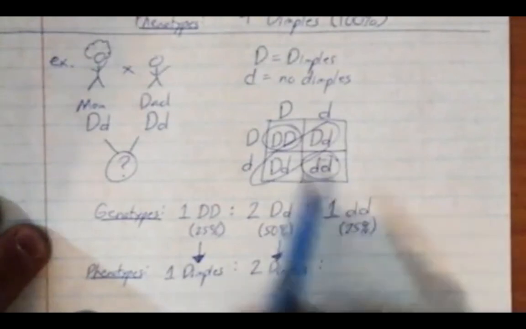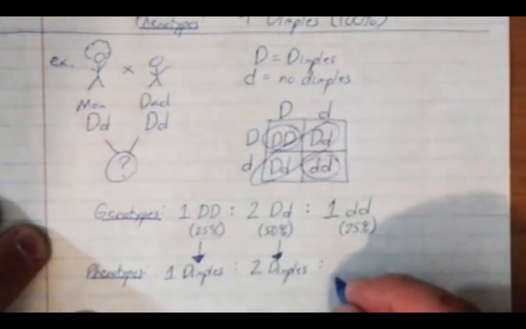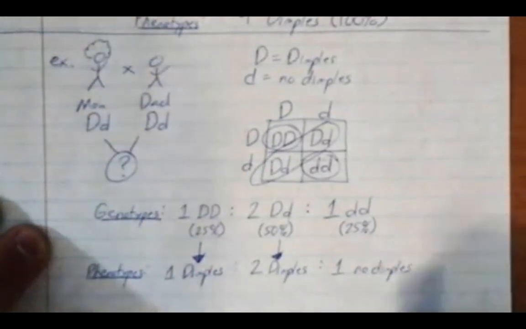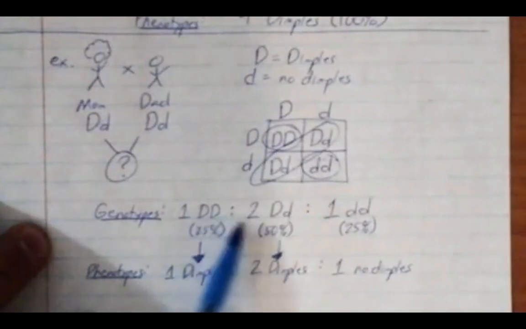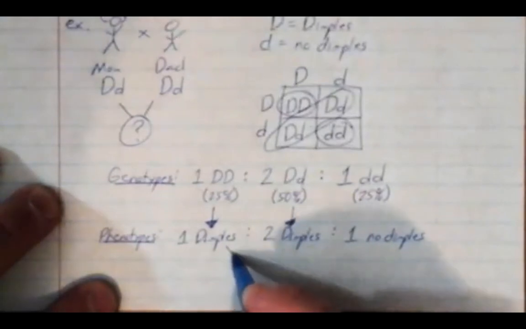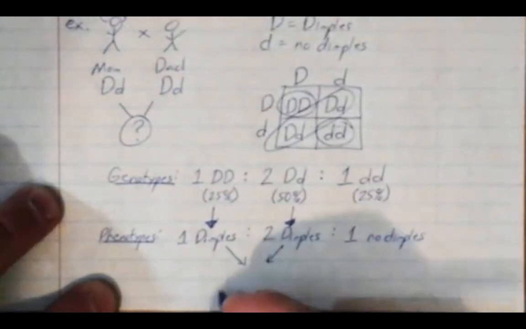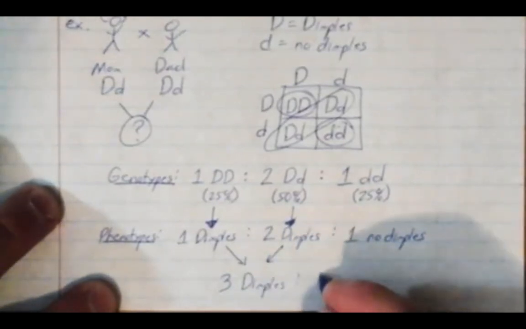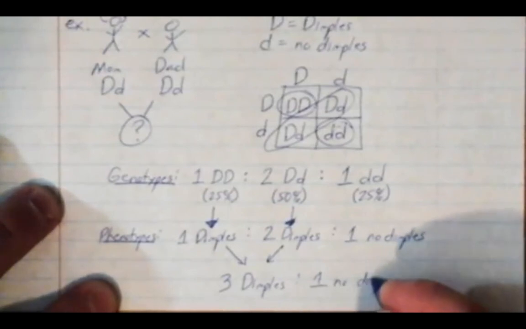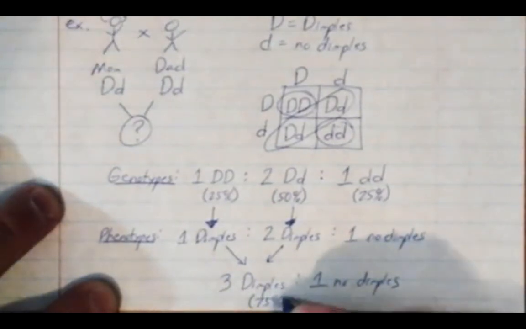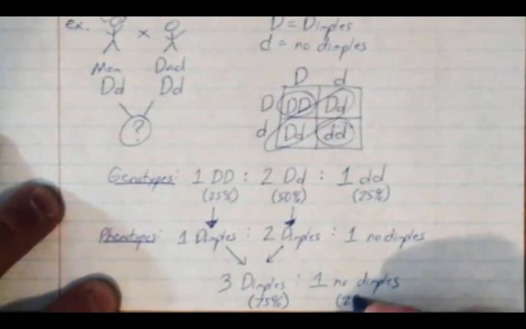All right, this one's little d. Both of them are the same, so they're both going to be no Dimples. So look what happened here. Even though these two are different genotypes, they have the same phenotype. So we would then combine these two and say three of them are going to have Dimples, and one of them is no Dimples. And so you say percent, 3 out of 4 is 75%, and 1 out of 4 is still 25%.